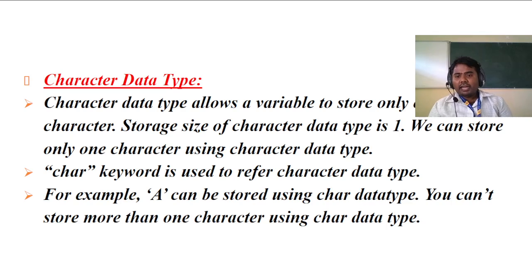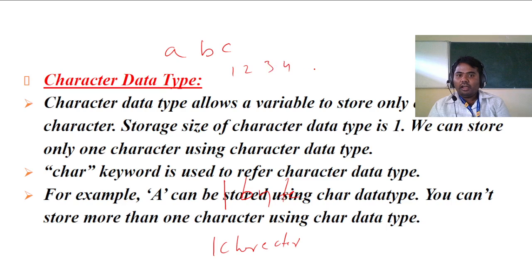Character data type will allocate 1 byte of memory. Inside each character variable, we can store only one character. A character can be anything. It can be alphabets like A, B, C, D. It can be numbers, or it can be a special symbol also.